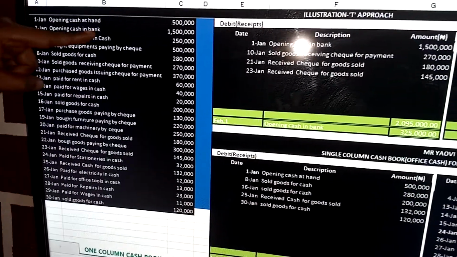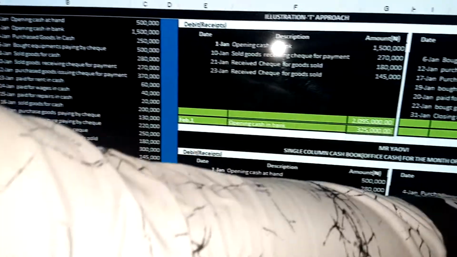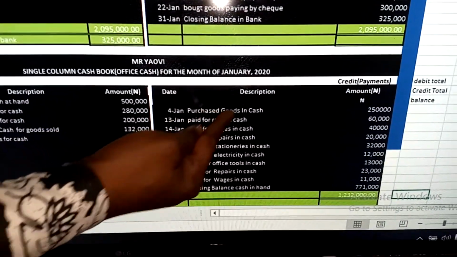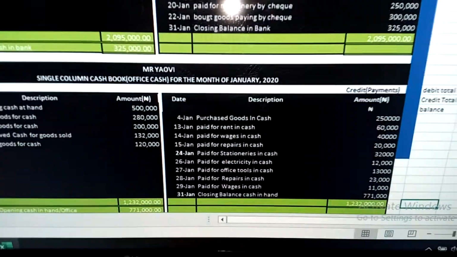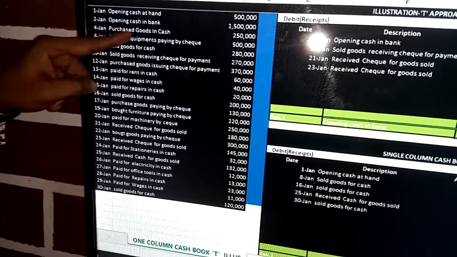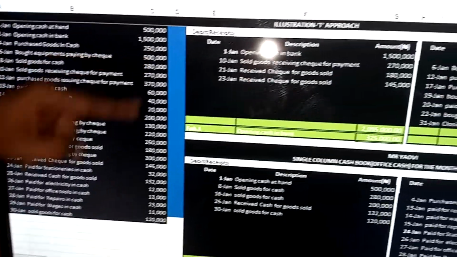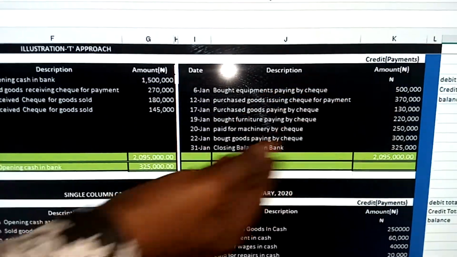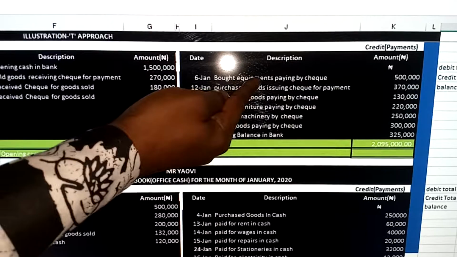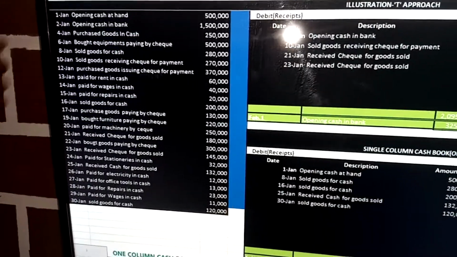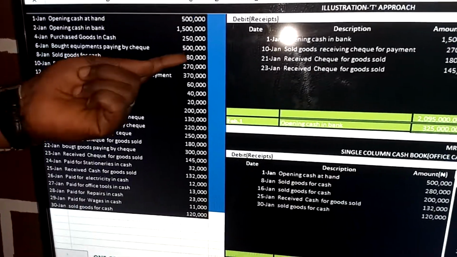4th, purchase goods in cash, affecting cash. So it's a payment. You come to the right side here, the credit side for the cash. So we have 4th January purchase goods in cash, 250,000. On the 6th of January, bought equipment, paying by check, 500,000. So this check is affecting bank, and it's a payment. So that's the credit side. So we have 6th of January, bought equipment, paying by check. How much is that? 500,000.